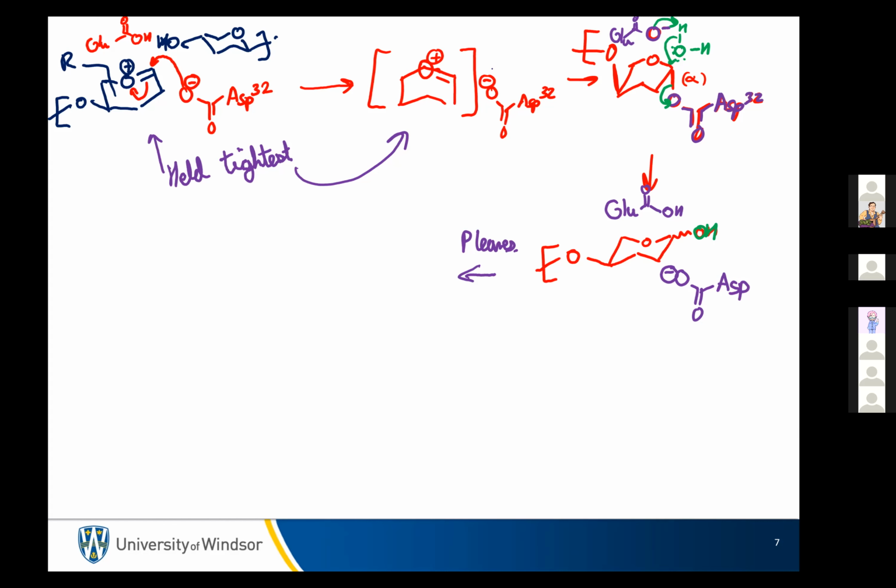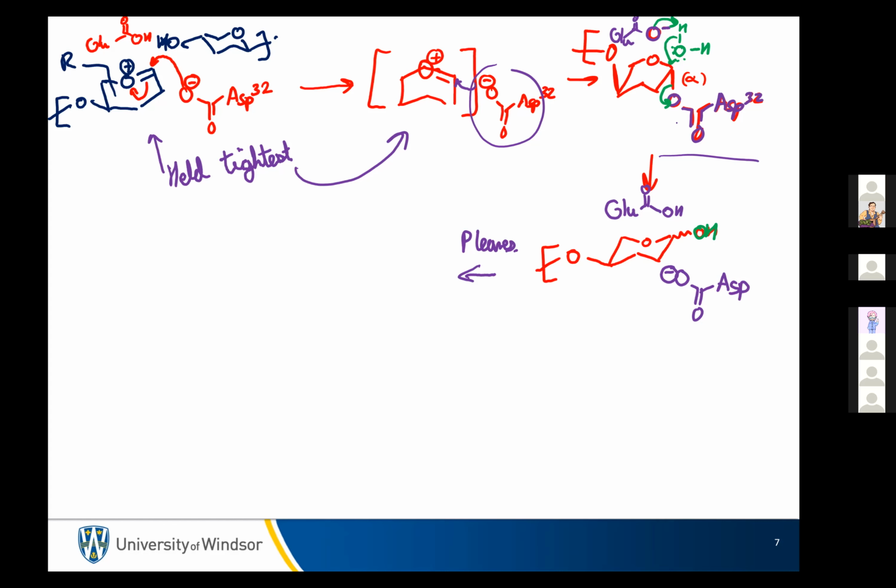So this is positioned here. It is locked in place. It is going to attack from this face. The boat flips. It attacks from that face. You get this product. So although this is not an SN2, although it's not stereochemically locked, you're not necessarily going to get one product. Because it's an enzyme, it's locked because of where those things are relative to one another. There's no free movement.